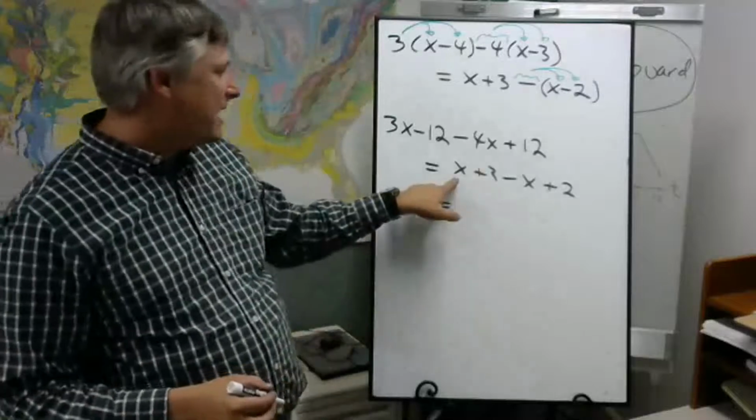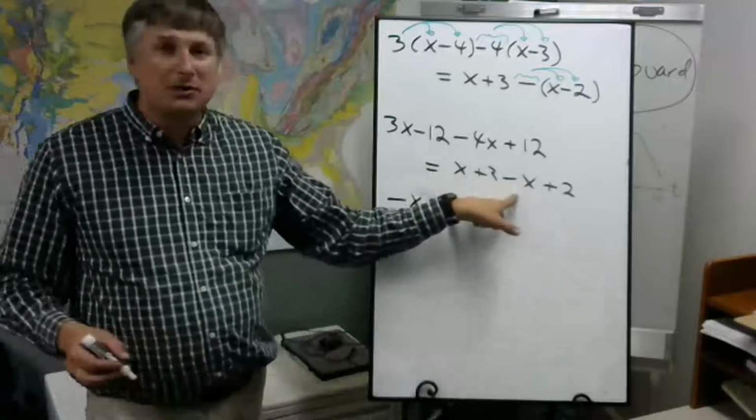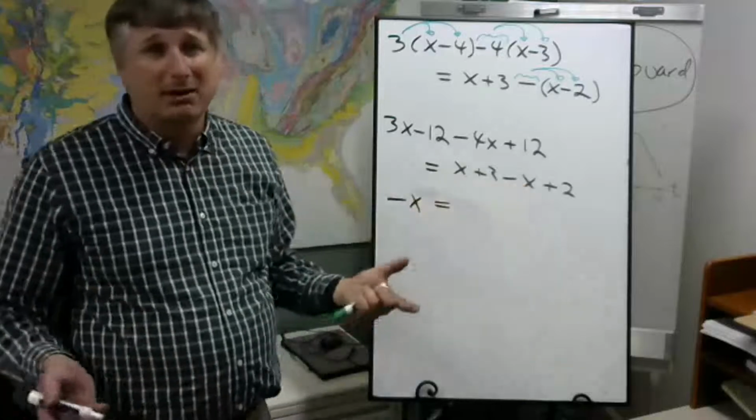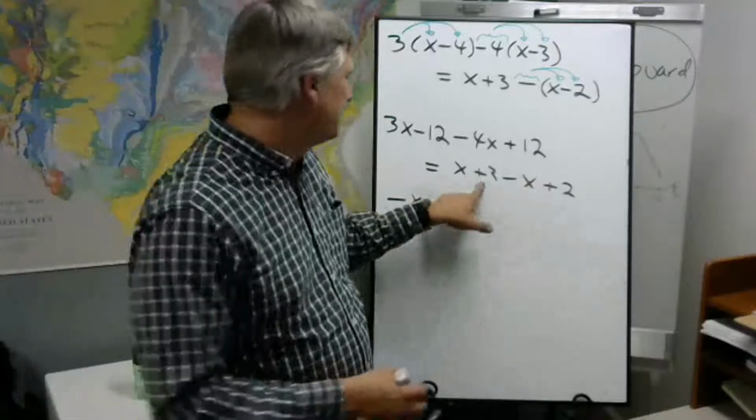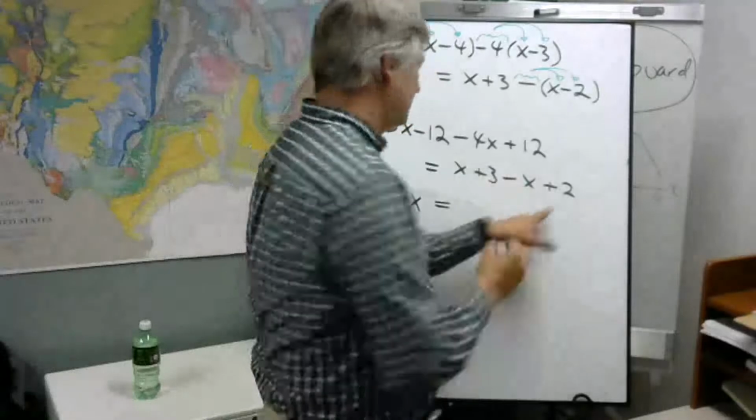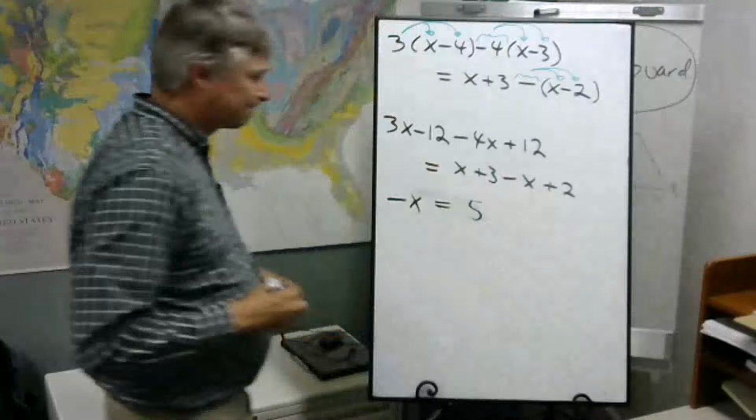Now over here, we have an x and a negative x. It's like having $1. You lose $1, the x's cancel out. So there's a 0 there. Then we have a 3 plus 2, which is going to be 5.